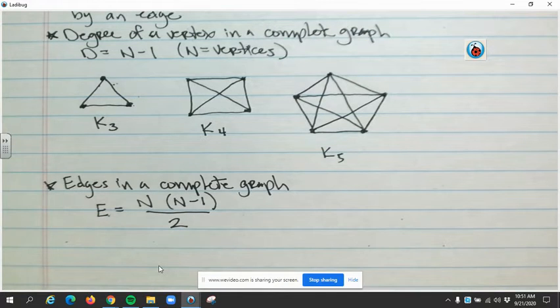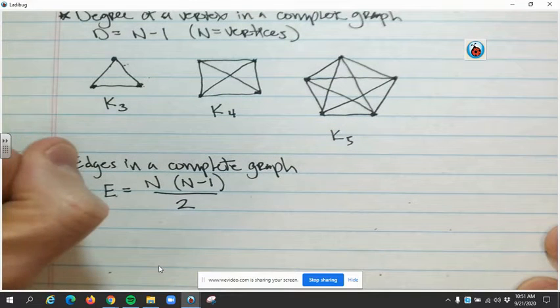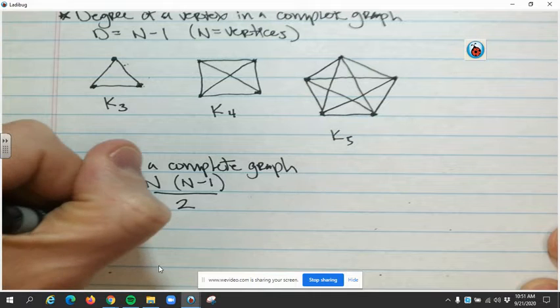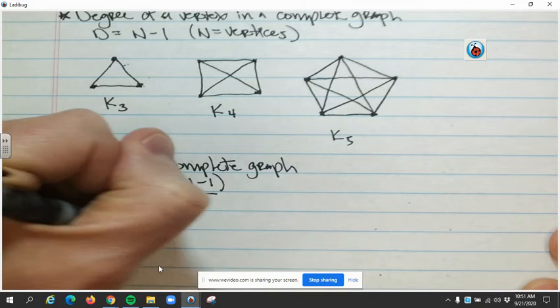So those are 2 formulas so far to learn. You can also find the number of circuits in a complete graph. So right here, circuits in a complete graph.